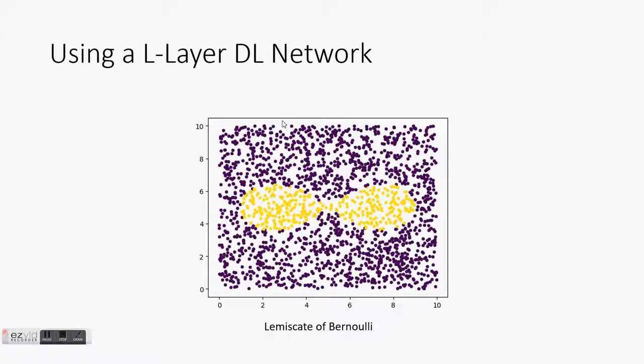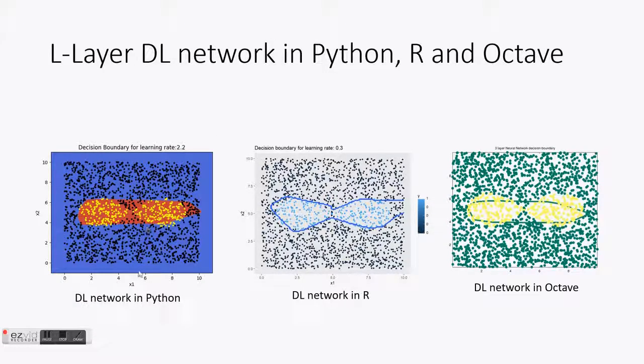So to test out my implementation of an L-layer deep learning network, to make it more interesting, I actually used the equation of a lemniscate of Bernoulli, and it has this interesting shape, where the yellow you could consider as 1 and all the black dots as 0, and I used my multi-layer multi-unit deep learning network to identify this fairly complex nonlinear boundary, and this is what I got for Python. This is the result in R, and this is how I got it in Octave.